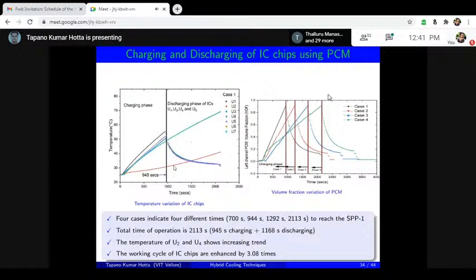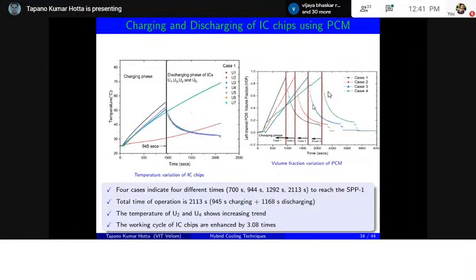These are the different chips, and you can see chip number U1, chip number U3, U5, U6, they take around 1000 seconds for charging, and then they have discharged here. But because of the high heat dissipation rate as well as because of the lowest size, you can see chip number U7 as well as chip number U2 take a longer time for charging as well as discharging. This also we have compared, both charging as well as discharging cycle.